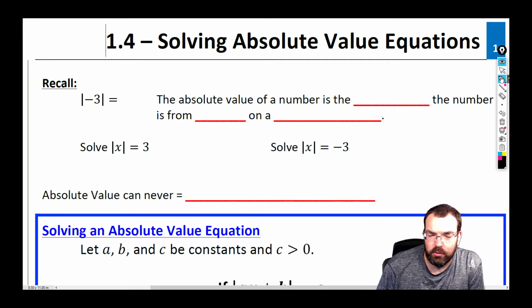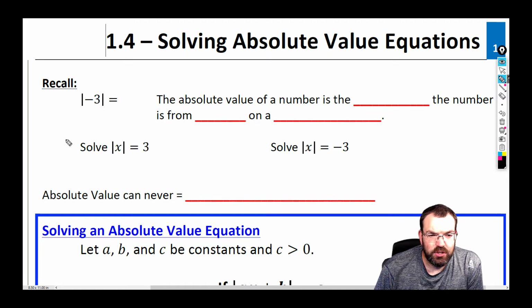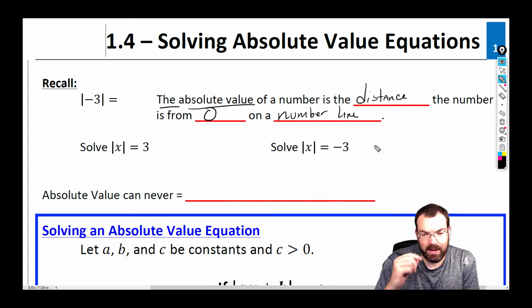Hopefully, we're going to recall some information from 7th and 8th grade math, maybe Algebra 1 as well, about what absolute value actually is. The absolute value of a number is the distance the number is from 0 on a number line. Okay, on a number line. So what does that mean?